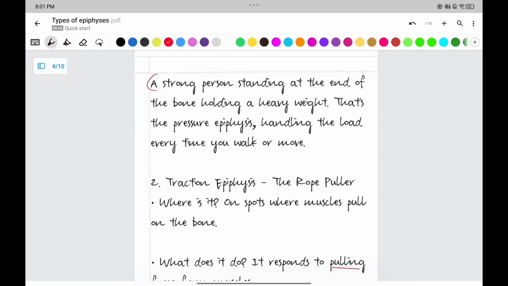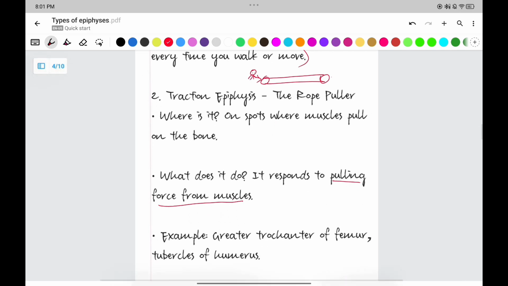We should understand this pressure epiphysis in a story format so that it is very clear. A strong person standing at the end of the bone holding a heavy weight. Since he's holding some weight, he's applying pressure to that specific point. So we call it the pressure epiphysis. Okay, let's go to the second one.